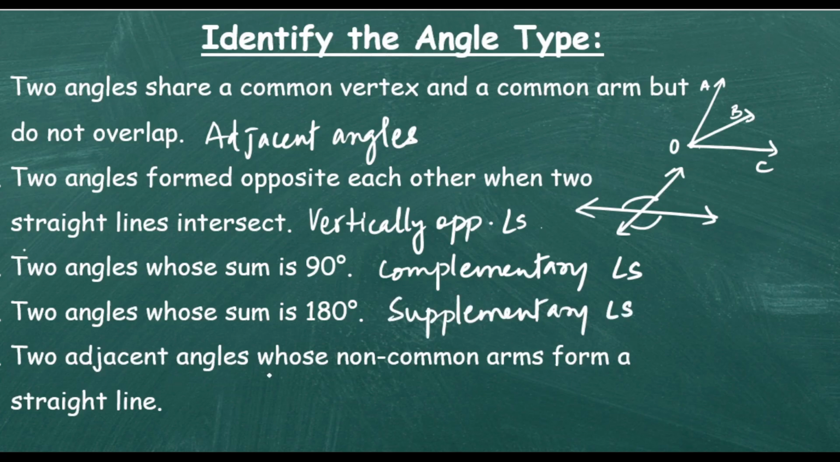Last one, two adjacent angles whose non-common arms form a straight line. So if I have this one angle and another one, say AOB and AOC, and the non-common arms OC and OB form a straight line, then these two angles are what kind of angles? Linear pair of angles. So this is a linear pair.